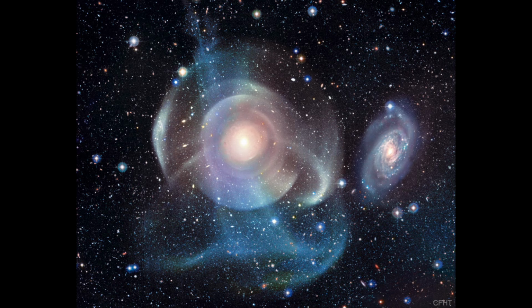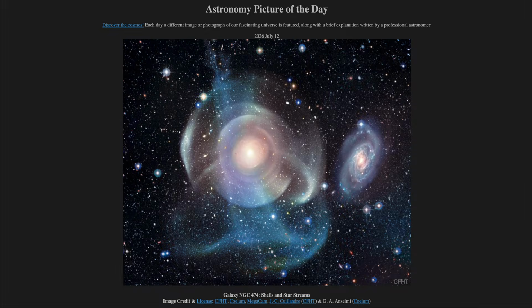Galaxy collisions go on over time frames of many millions, or tens or hundreds of millions of years. So we're never going to be able to watch it. We're stuck piecing it together from just what we're able to see in this single snapshot of the collision. So that was our picture of the day, titled NGC 474, Shells and Star Streams.